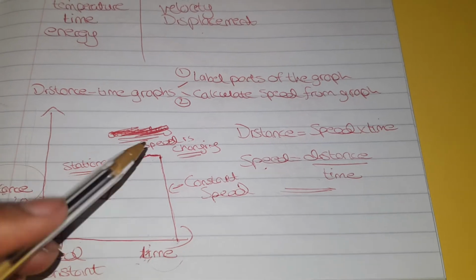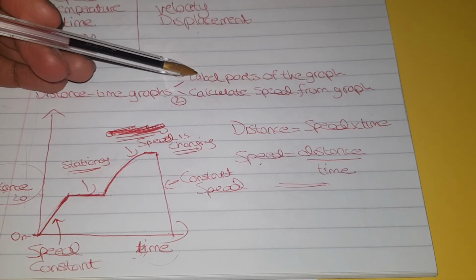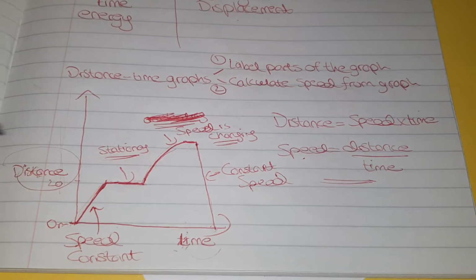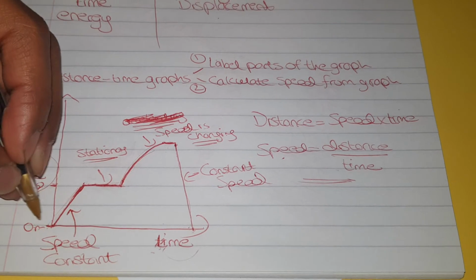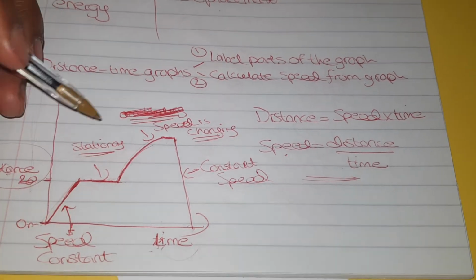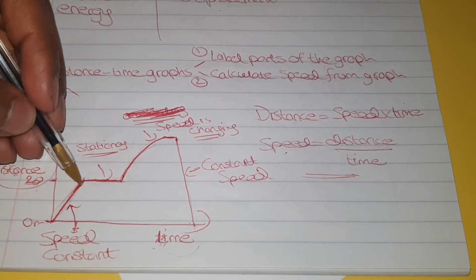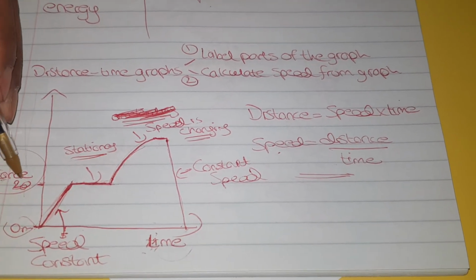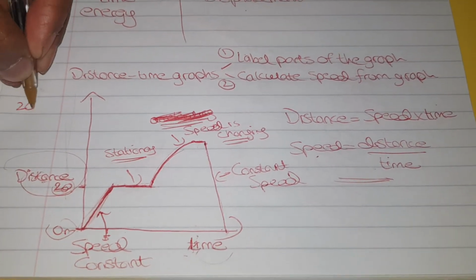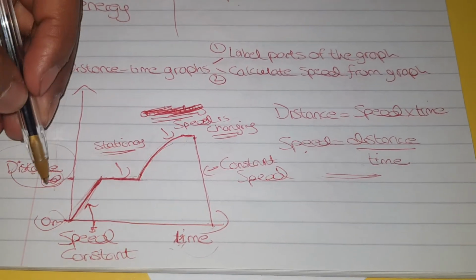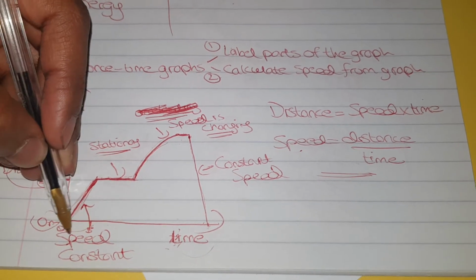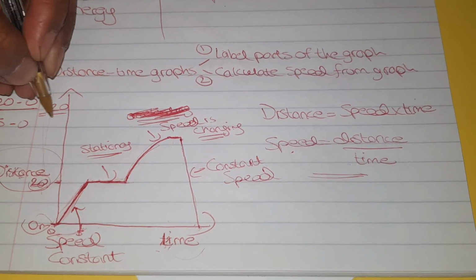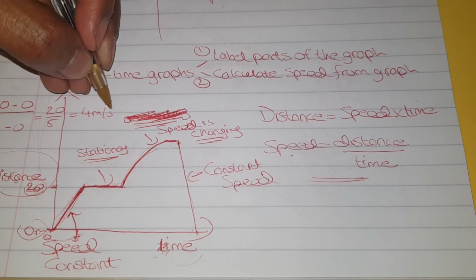So once again, I've labeled the different parts, and I've told you how to calculate speed. If you have to actually use numbers, let's imagine this is 20, this is 0, and the time there is maybe 5 seconds. If you want to find the speed here, because it's the same throughout, you do your change in distance. You start at 0 meters, you went to 20, so change in distance is 20 minus 0, divided by change in time. My time in the beginning was 0, I went to 5 seconds, so I just do 5 minus 0. So it's 20 divided by 5, which gives you 4 meters per second.